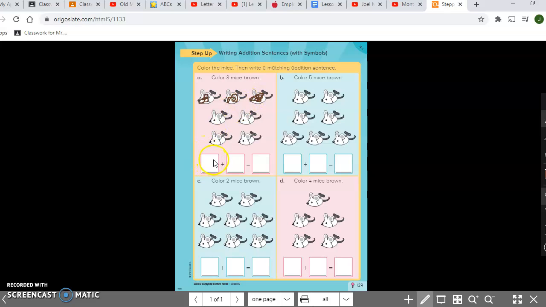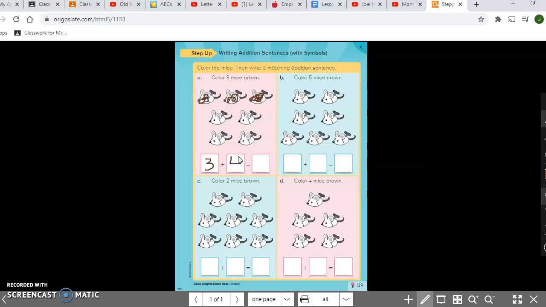We have something plus something equals something. So what we're going to do is we're going to put first our brown mice, that number, in the first box. How many did we color? We colored 3. Okay. Now, how many mice are white? How many mice are remaining that were not colored? You could probably subitize that. That's 4, right? So that goes into the next box.